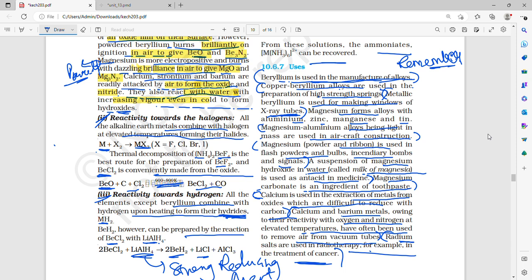Calcium is used in the extraction of metals from oxides which are difficult to reduce with carbon. Calcium and barium metals, owing to their very high reactivity with oxygen and nitrogen at elevated temperatures, are used to remove air from vacuum tubes. Radium salts are used in radiotherapy, for example, to treat cancer.